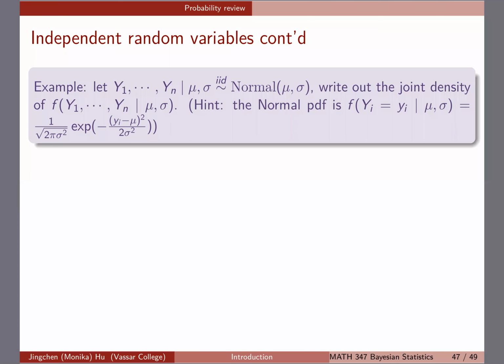So here you can also write it as 1 over the square root of 2 pi sigma squared, e to the negative (y_i minus mu) squared over 2 sigma squared. Also, sigma in this case is the standard deviation, and we just use this notation for the normal.